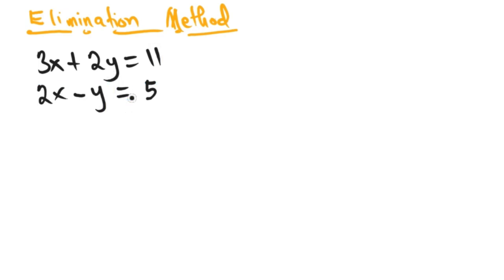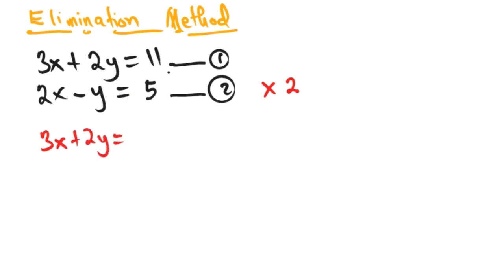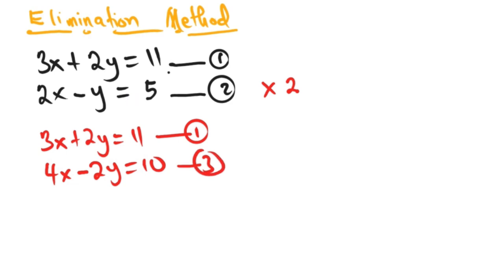So let me call this equation 1, and then call this equation 2. So we are multiplying equation 2 by 2. Let me repeat equation 1: 3x plus 2y equals 11. This is still our equation 1. Now I'm multiplying equation 2 by 2, so that will give me 4x minus 2y equals 10. Let me call that equation 3.